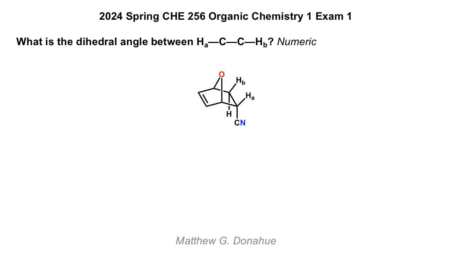What is the dihedral angle between HA, CC, HB? So remember that a dihedral angle is the intersection of 2 planes or 2 bond angles. So here's HA to C, C to C, C to HB. And you can kind of tell the way it's drawn, or if you make a model, the dihedral angle is 0. So those are eclipsing hydrogens.